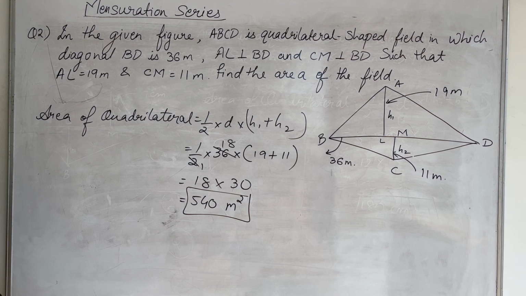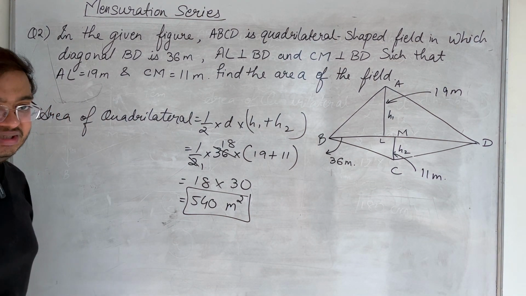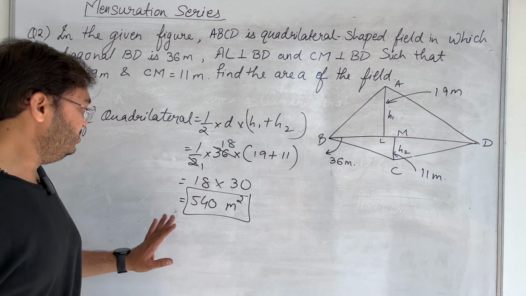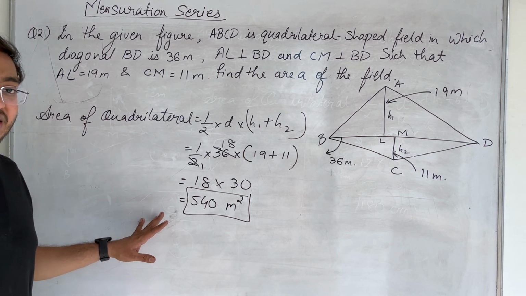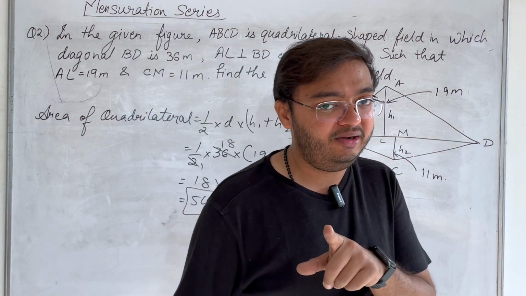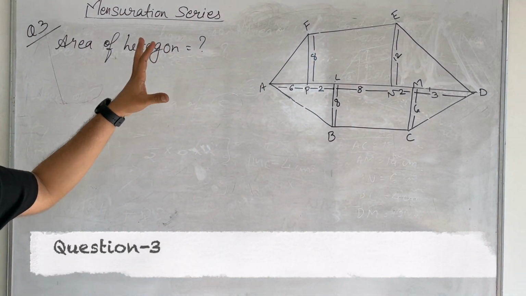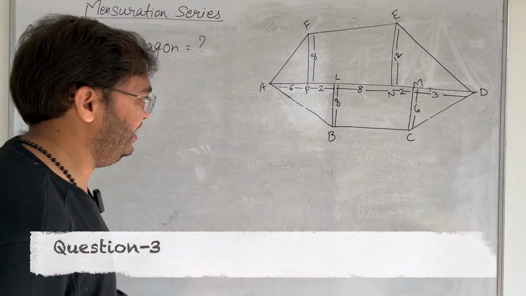The sums of quadrilateral are really very easy. Once you understand the formula, it's easy for you to solve. So I hope this is interesting. So let's begin with our third question, which is based on an irregular polygon. Here we are with the third question, that is we need to find the area of the hexagon, and this is an irregular hexagon.